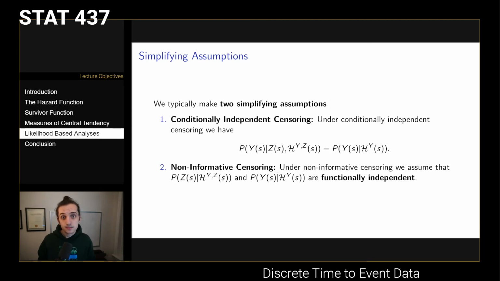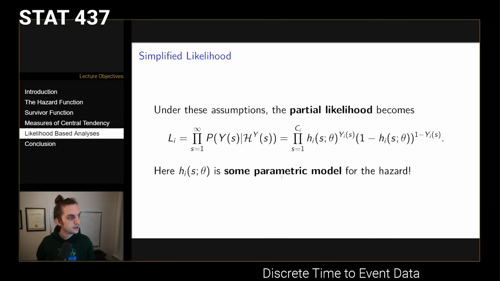And again, that normally makes some level of sense because the event is sort of independent from the reasons that someone might be censored. Now, this conditionally independent censoring is a really important assumption for what we're about to do. The non-informative censoring assumption is less important for what we're about to do. But if we make both of these assumptions, then we can see that this likelihood actually simplifies down to just the product of these conditional probabilities here, right?